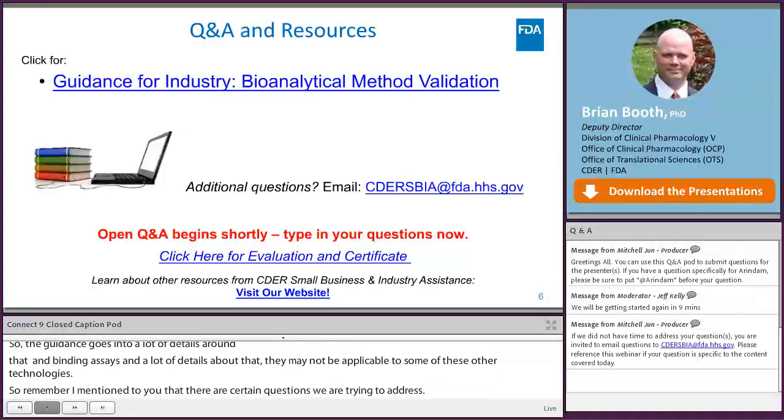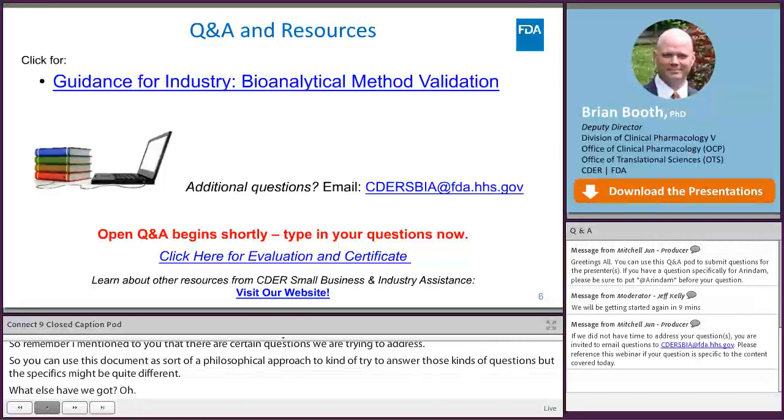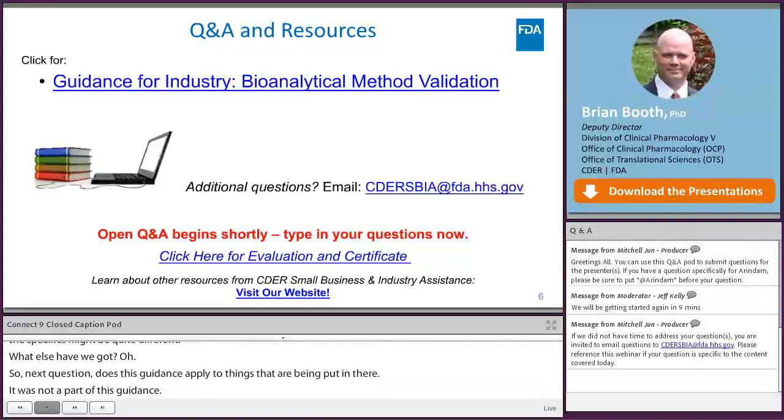What else have we got? So next question. Does this guidance apply to things that are being submitted to CBER? Okay. Well, CBER was not a part of this guidance, and so they might have quite different expectations. I know I've heard from some of my friends over there that sometimes they use the guidance for some of the things they do, but it's not a sure bet. What you really ought to do, if you're going to develop something over there, is to ping those folks and get feedback about what their expectations are for method validation.